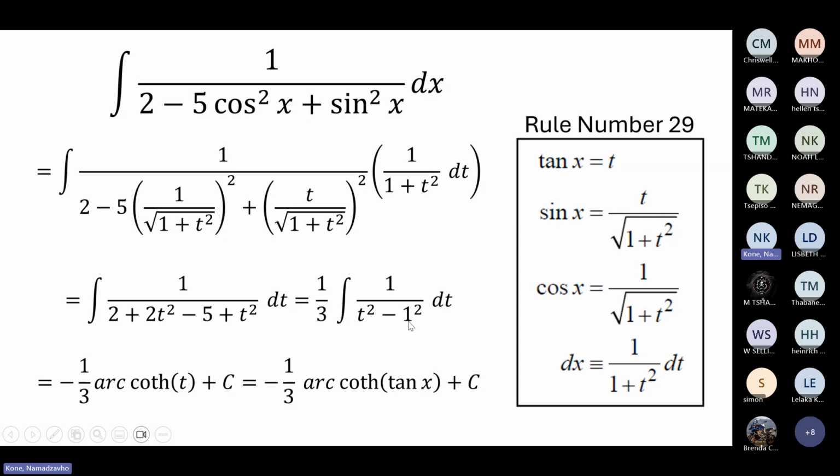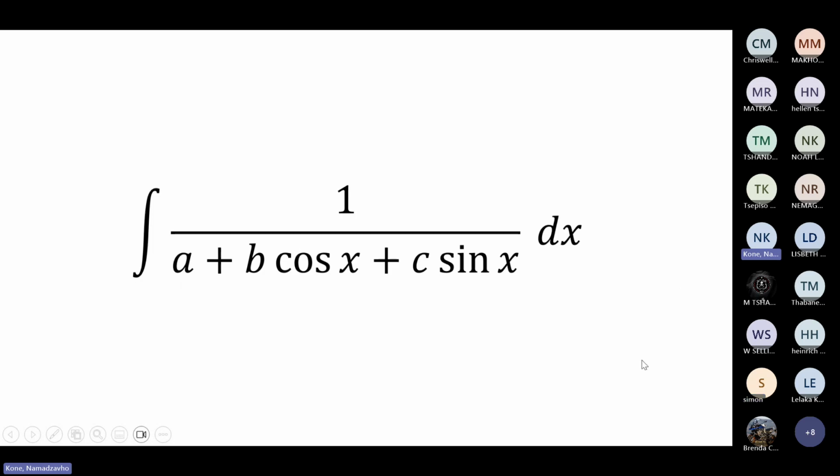According to rule number 29, it becomes that. Because now our A is 1 in this case, there is no issue with the coefficient, which will be 1 over 3. And it is indeed arccoth of t. And what is our t? Our t is tan x, and we put it in there, and we get the answer.